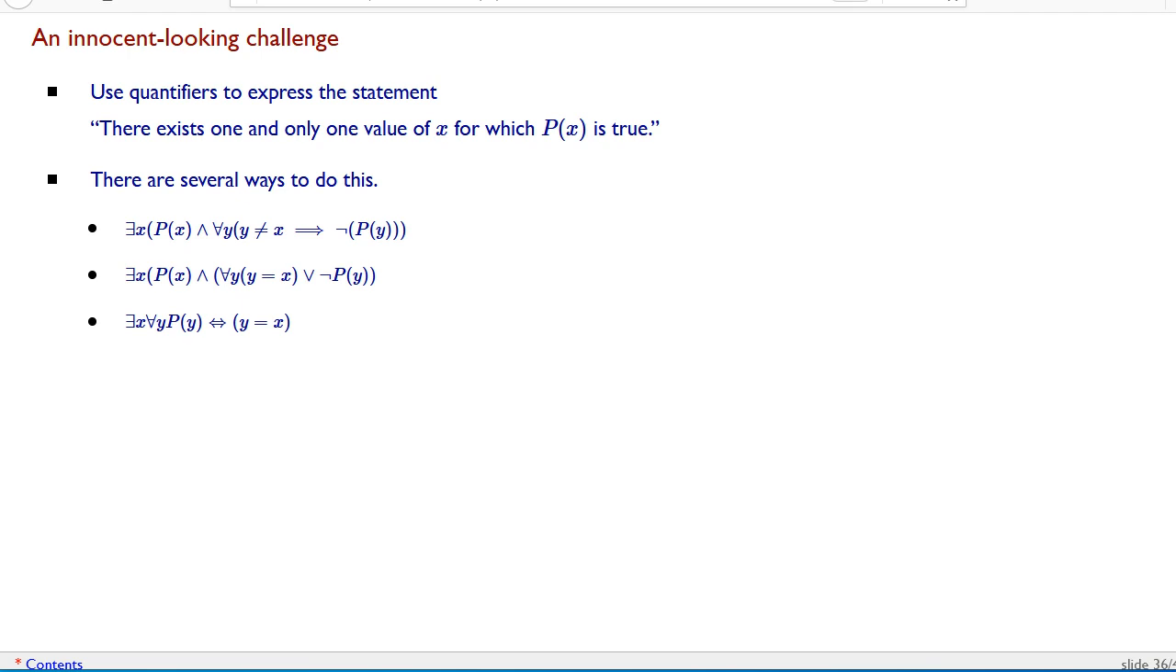How about this? There exists an x with the property that for all y, p of y has the same truth value as y equals x. In other words, p of y is true if and only if y equals x. And this is probably the best way in general of expressing exists and is unique. Of course, if you're willing to introduce new notation, you can introduce a symbol, exists exclamation point, and this means there exists a unique x for which p of x is true.